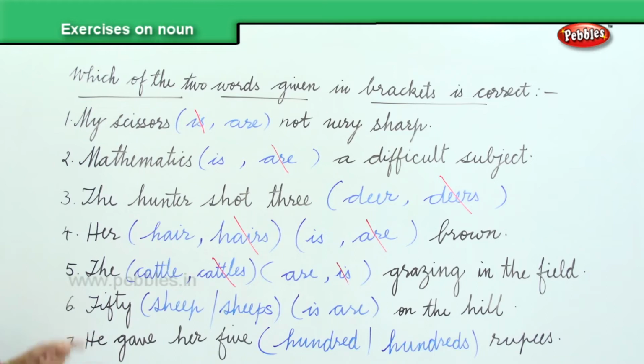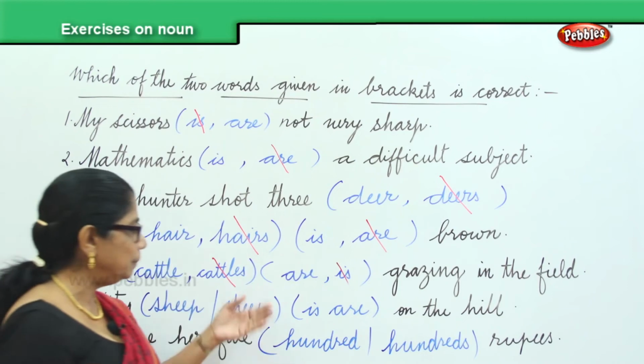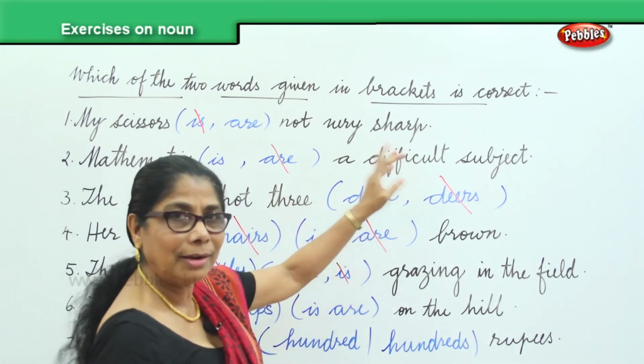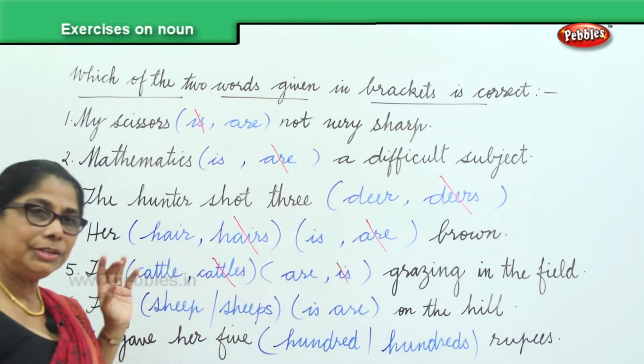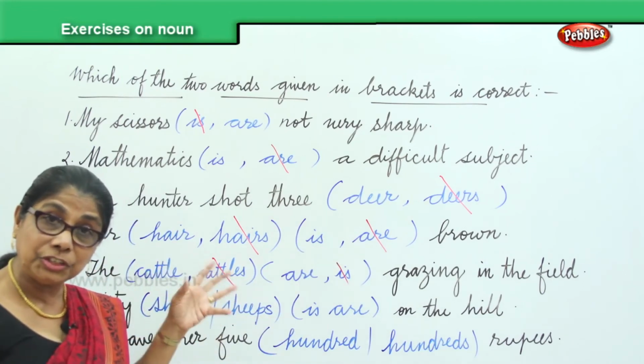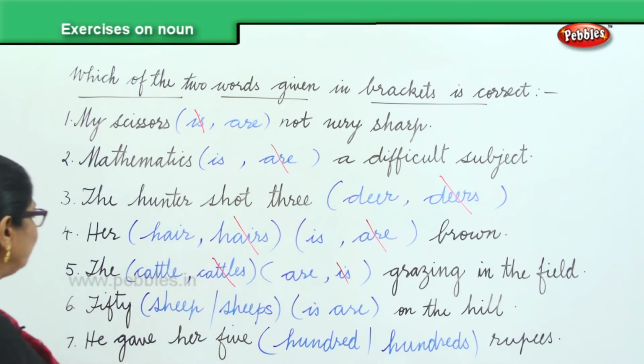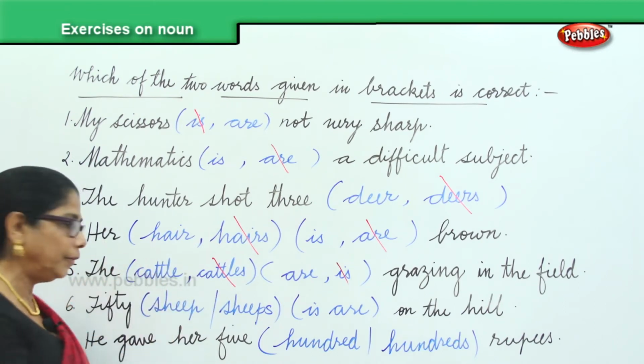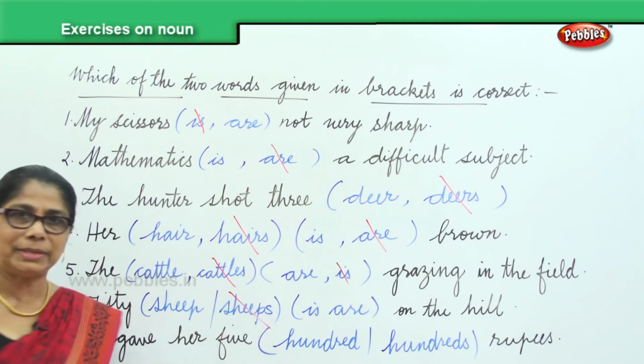Now, next one we have here is 50 sheep. When you have deer, it's deer, no singular form. When you have sheep, it is sheep only. Fish, fish only. These things you must remember. So, 50 sheep, 1 sheep, 50 sheep. This is wrong. So, we take that away.